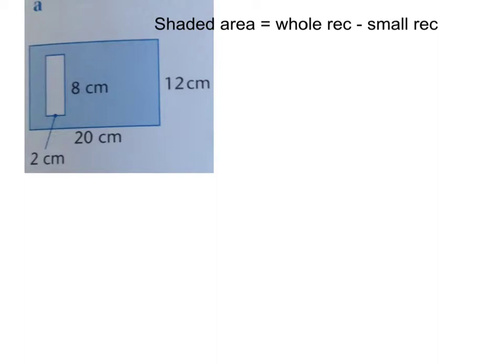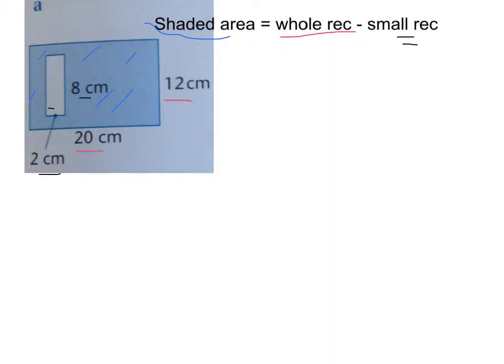In this question, it asks us to get the shaded area, so the shaded area here in blue. The way we can do that is we first calculate the area of the whole rectangle. That would be 20 times 12, and that would be the whole area. And then we take away the one which we don't want, which is the area here in white. So that would be the small rectangle, and that's 2 times 8.